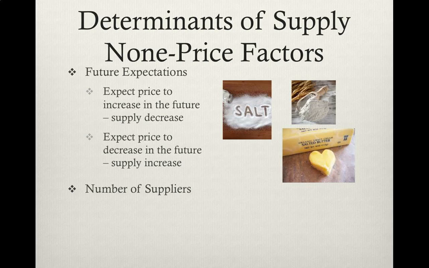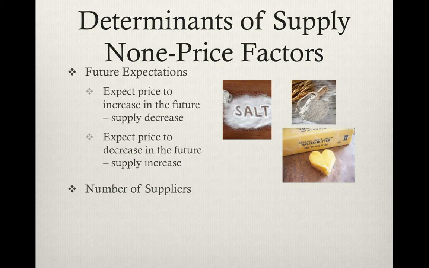Future expectations is the next one. If we expect prices to increase in the future, we're going to decrease supply today. And I put the pictures of these because during the Civil War times we had inflation where the price of everything went up. And so store merchants, they realized that the price and the value of salt and wheat and flour and butter were going to go up over time. So what did they do? They knew the price was going to increase in the future, so they just held on to it.